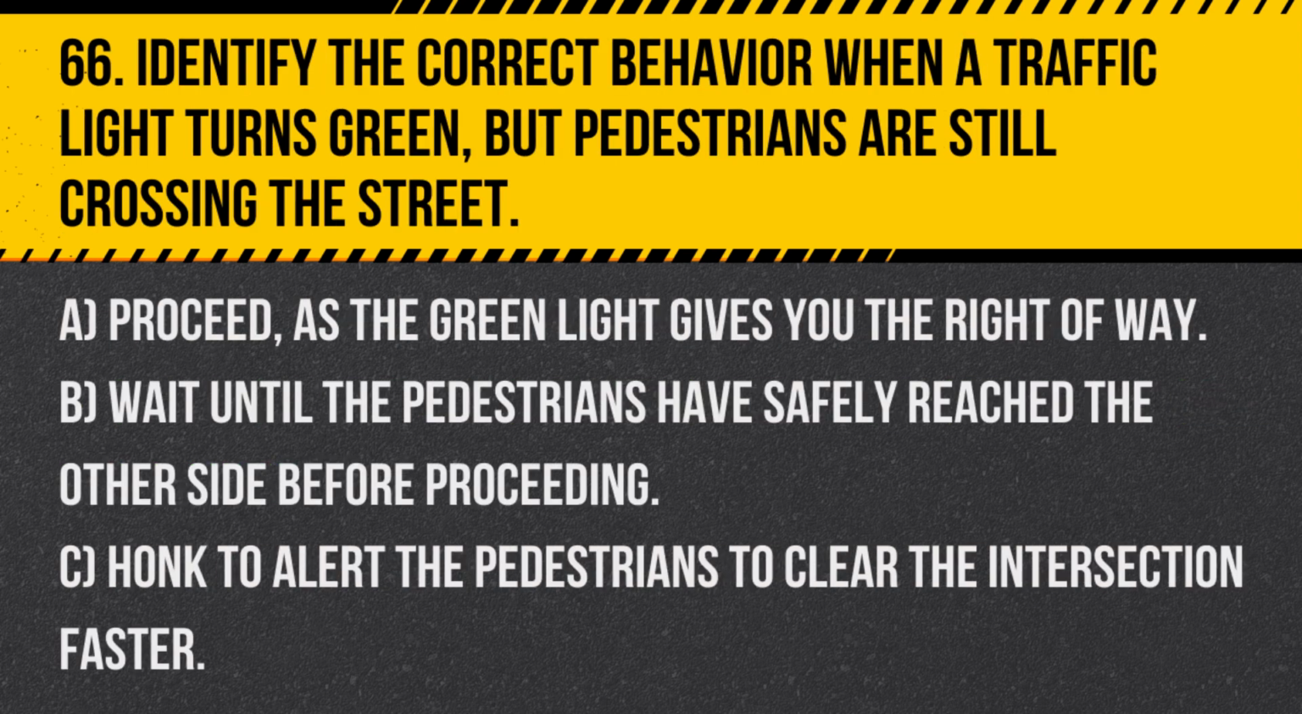Question 66. Identify the correct behavior when a traffic light turns green, but pedestrians are still crossing the street. A. Proceed as the green light gives you the right of way. B. Wait until the pedestrians have safely reached the other side before proceeding. C. Honk to alert the pedestrians to clear the intersection faster. Answer: B. Wait until the pedestrians have safely reached the other side before proceeding. Drivers must always yield to pedestrians for their safety.